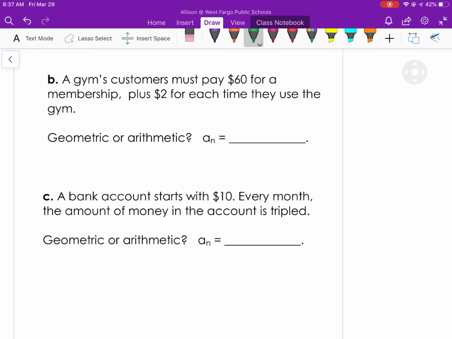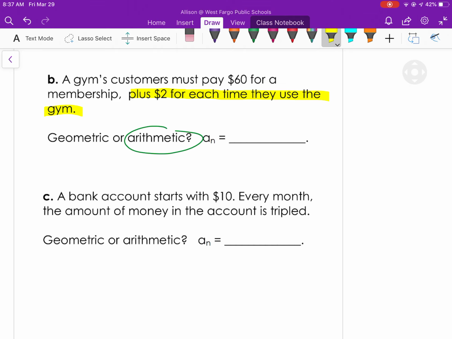A gym's customers must pay $60 for a membership plus $2 each time they use the gym. That again is arithmetic because we're paying $2 each time they use the gym. That's a constant rate of change. Every time you go, you pay $2. It's not $2 and then $4 and then $8. It's just $2 every time.